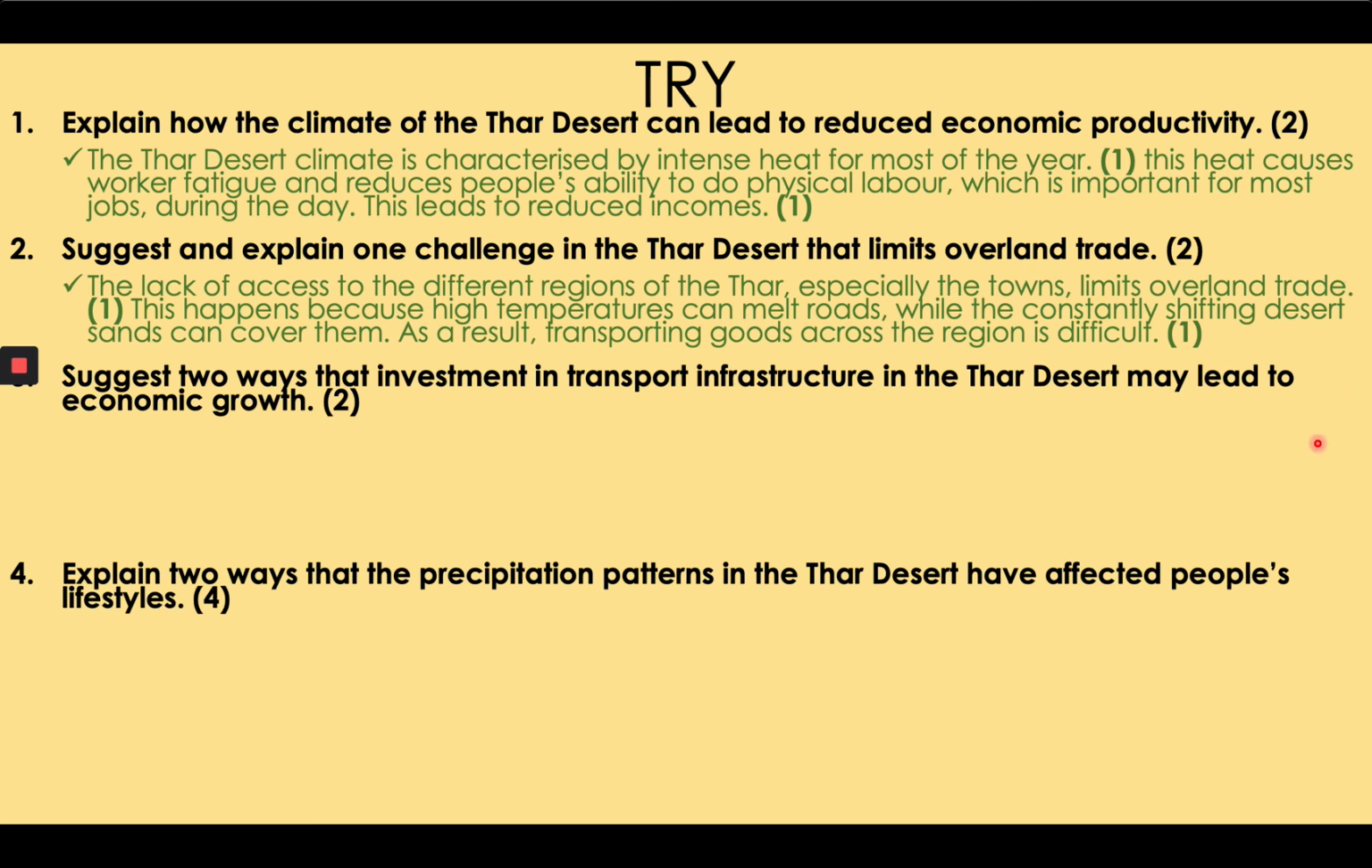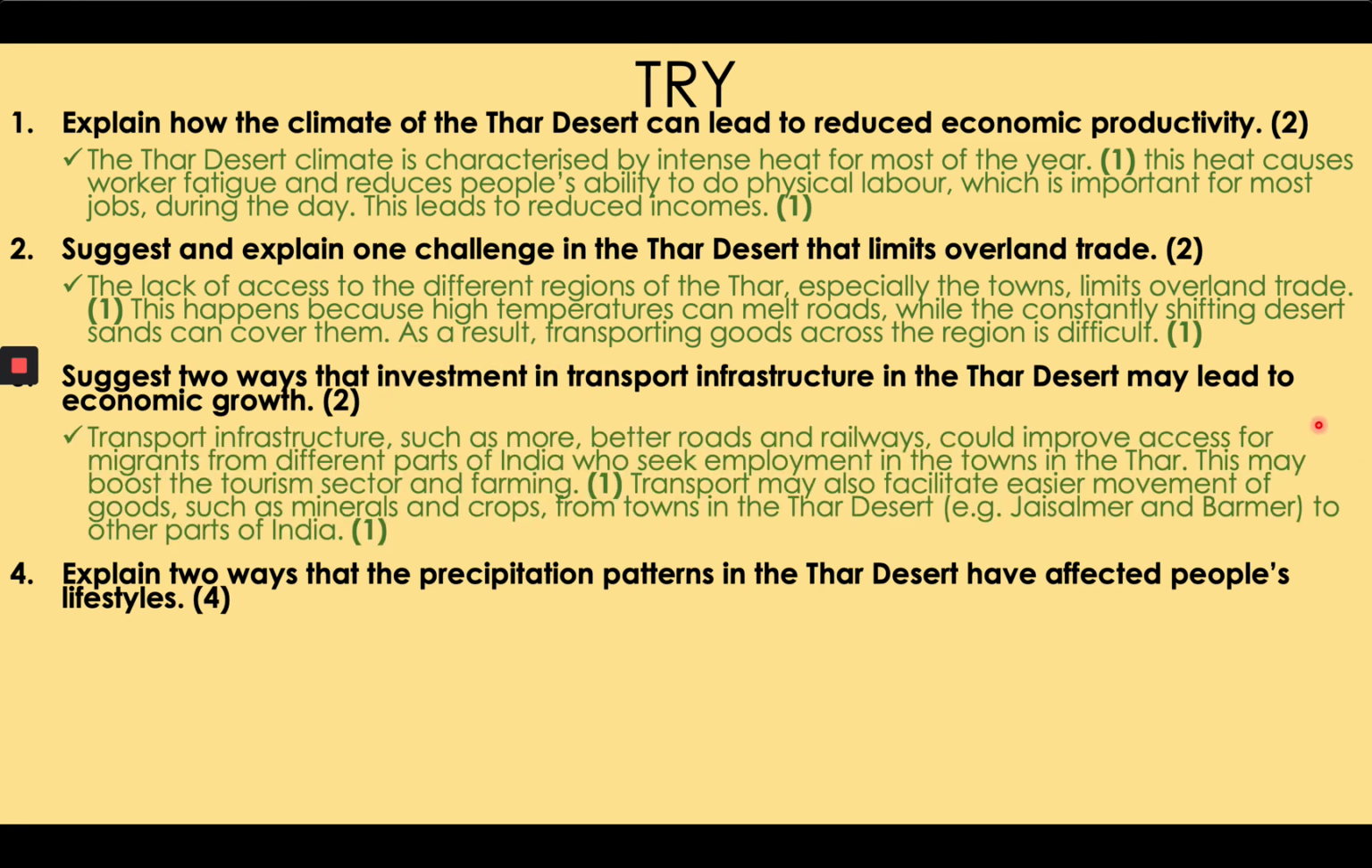3, suggest 2 ways that investment in transport infrastructure in the Thar Desert may lead to economic growth. Important. So economic growth, people having more money. Investment when the government or someone spends money on something, hoping for a profit. Both of these points. Ideally, you should have examples like this. Barmer is a very poor town in the Thar Desert, whereas Jaisalmer is much richer because of tourism.